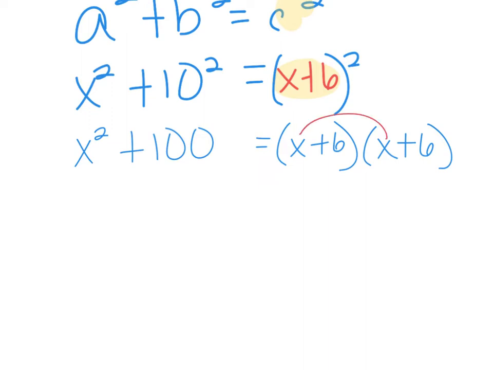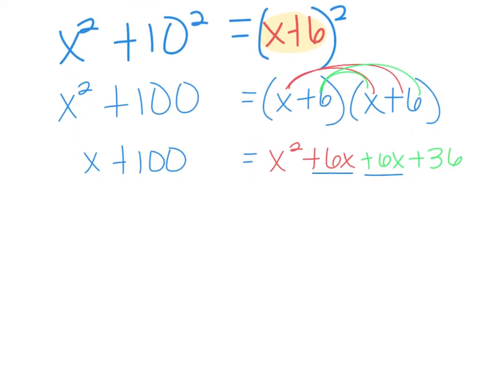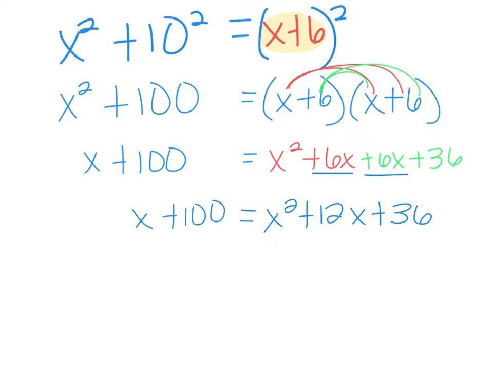Okay, so now x times x is x squared. X times 6 is 6x. 6 times x is 6x, positive. And then 6 times 6 is positive 36. Okay, drop this stuff down. What's next? We need to combine like terms, and the 6x's are the only thing you can combine. So now we have x squared plus 12x plus 36 equals x plus 100. Oh, I'm messing up. See, it's x squared. You probably already caught that. So x squared plus 100.